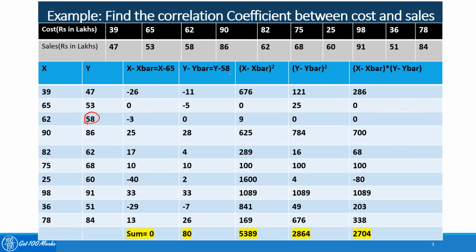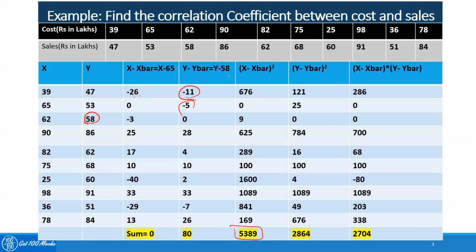Okay. Now here y minus y bar, so 47 minus 58 is coming minus 11, 53 minus 58 is minus 5. Same way we'll do it. After that, the process is quite similar, only the formula is different. So x minus x bar whole square, I have squared all the values, 26 square, 0 square, 3 square is 9, like that. Added the values and I have got 5389.